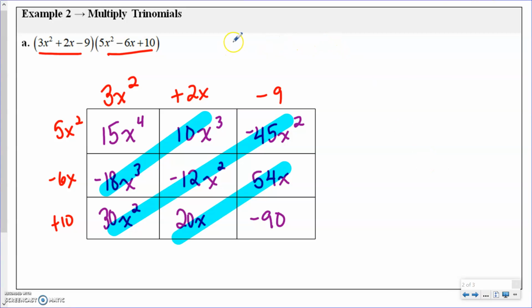So when we do that, we have 15x to the fourth by itself, then negative 18 and 10 gives me negative 8x to the third. Think of it as money. You owe me 18, you pay me 10, you still owe me 8. This one, if you want to grab your calculator, you can, but when I combine 30 and negative 45, that's negative 15, and negative 15 and negative 12 gives me negative 27. Okay, so 30 minus 12 minus 45 in your calculator should give you the same thing. And then for the last one that we need to combine together, 20 plus 54 is 74x, and then minus 90.